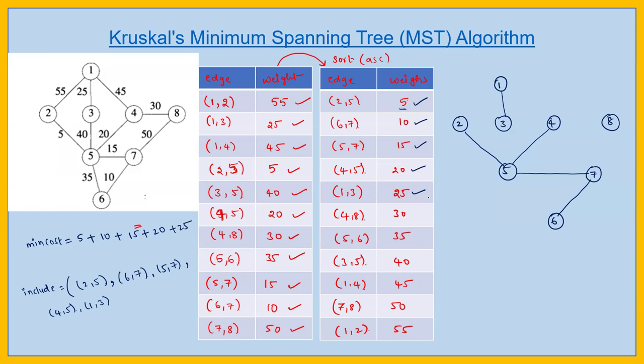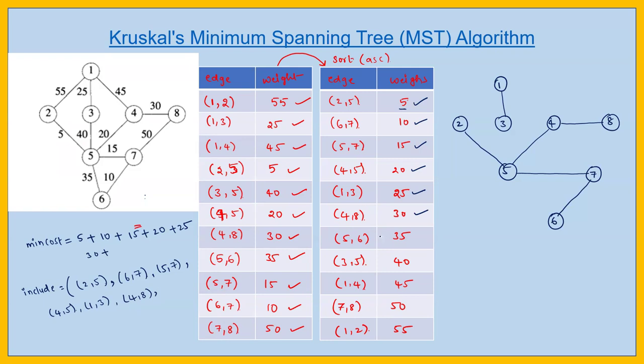Next one is 4 comma 8. So when I connect this 4 comma 8, does it form a cycle? No. So I am going to draw the line at this one, and I have included this one, which is 4 comma 8, and its cost is 30. So 30 I have taken.